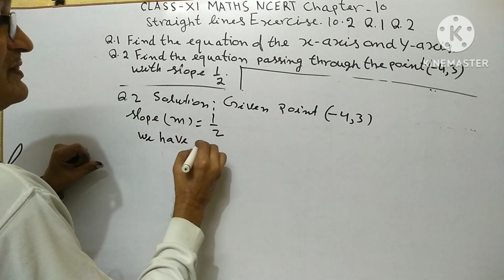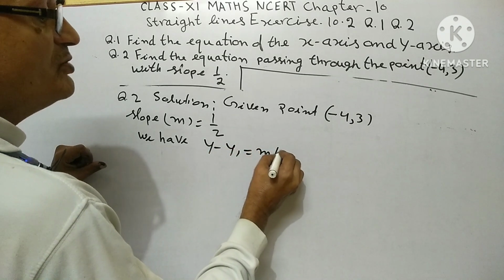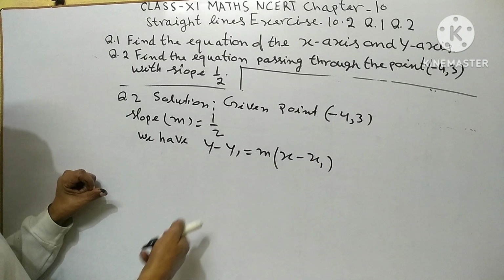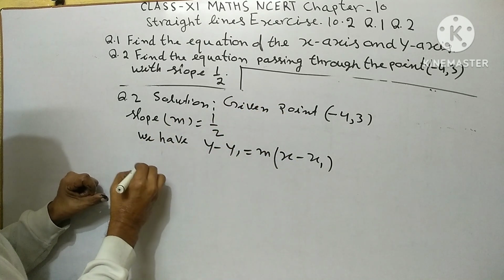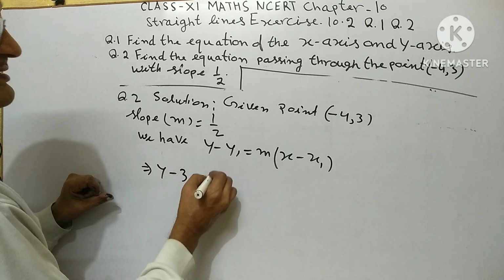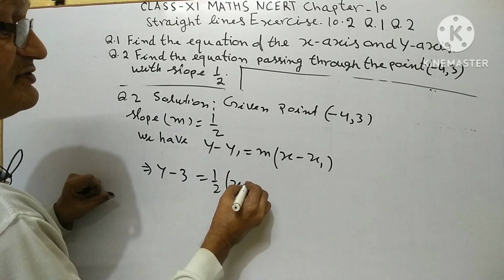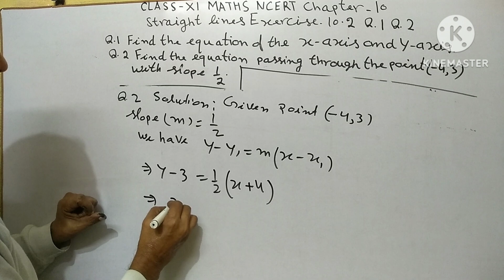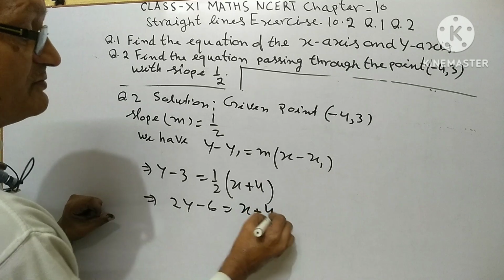We have y minus y1 equal m into x minus x1. This is the equation of a line passing through a point with slope m. This implies y minus 3 equal 1 by 2 into x minus of minus 4, that is x plus 4. This implies 2y minus 6 equal x plus 4.